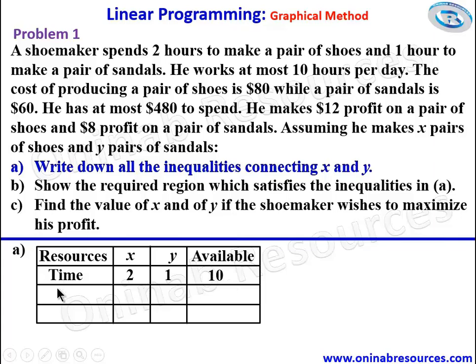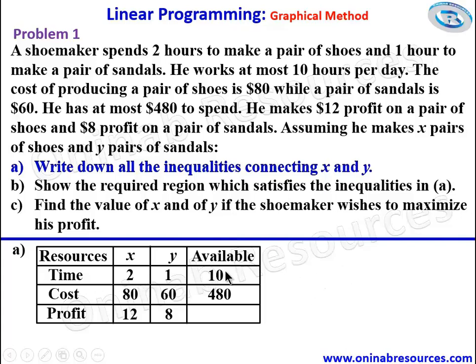Then the next resource is the cost of production, and the cost of producing a pair of shoes is $80, so we have $80 here, while a pair of sandals is $60, so we have 60. So what is the total amount of money available for the production? We have 480. Then we now talk of profit. The profit for the pair of shoes is 12, so we have 12 here. And for the pair of sandals, we have 8. We'll be calculating the available profit later.